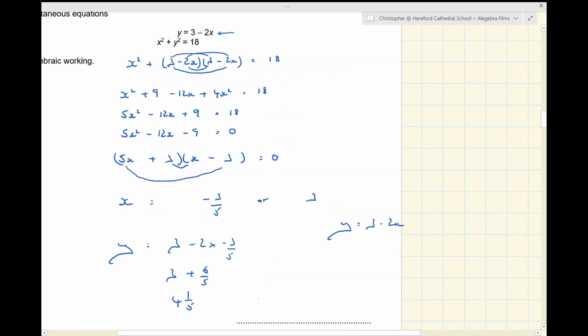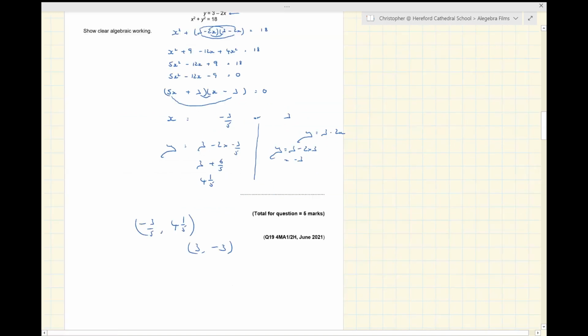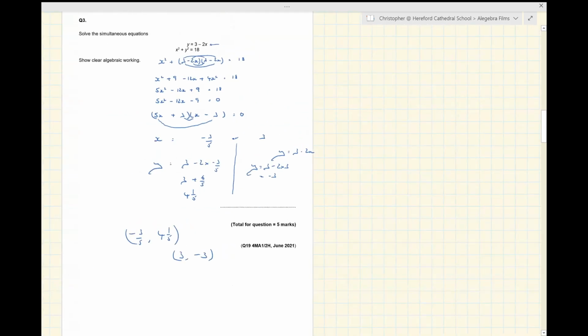Or, if x is 3, then y is going to be 3 minus 2 times 3, which is 3 minus 6, which is minus 3. So my two solutions here are going to be that x is minus 3/5 and y is 4 and a fifth, or that x is 3 and y is minus 3. And that is question 3 done.